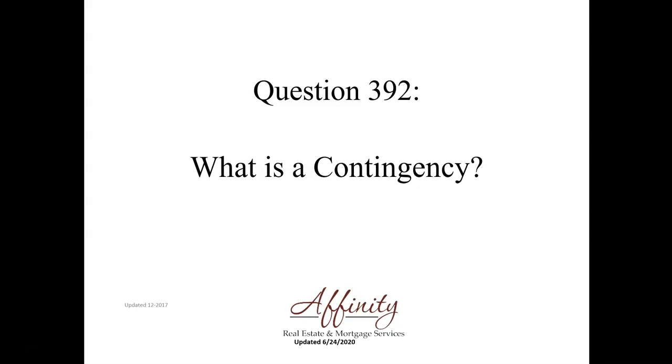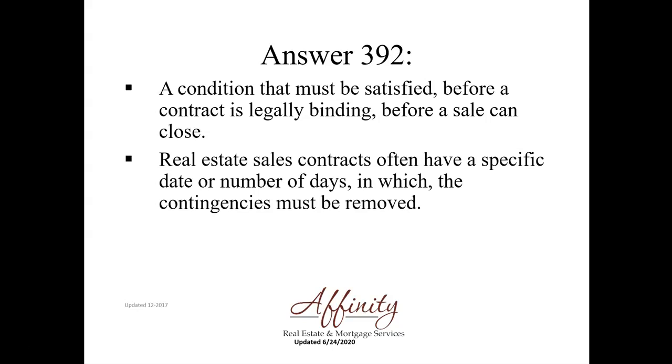Question 392. What is a contingency? A contingency is a condition that must be satisfied before a contract is legally binding, before a sale can close. Real estate contracts often have a specific date or number of days in which the contingencies must be removed.